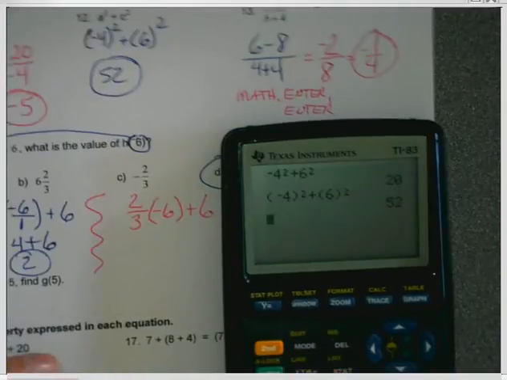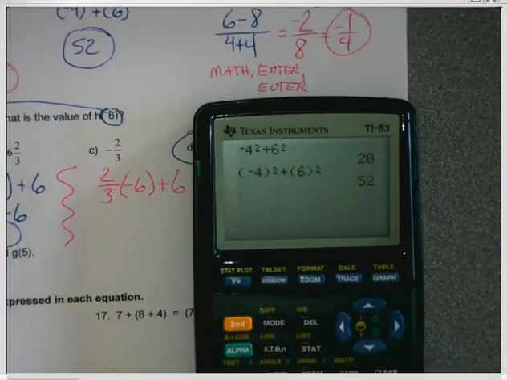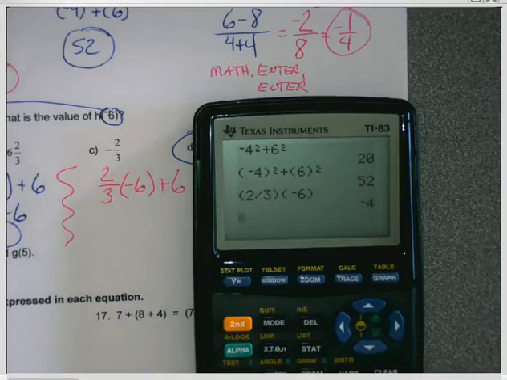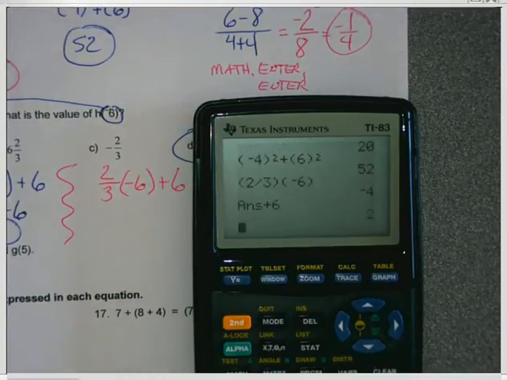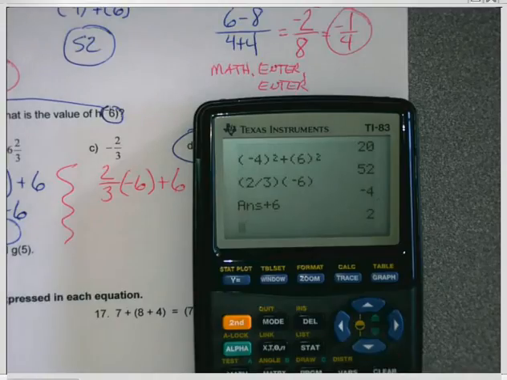Let me scooch this over so we can actually fit on here. I could do 2 divided by 3 times negative 6. Okay, I can still do it on the calculator, and then just plus the 6, and I get the same thing. So if you're more comfortable doing it this way, that's okay. Yes, ma'am.